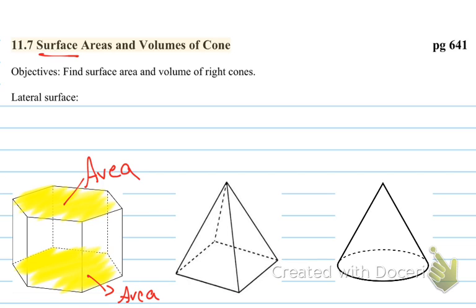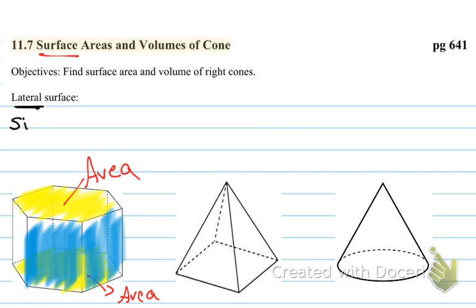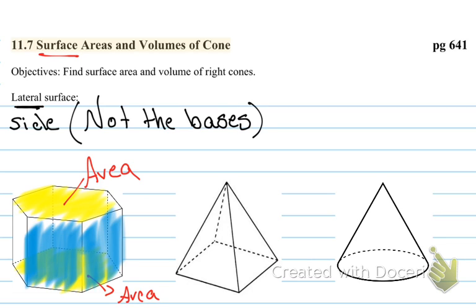But then I'd also need to find the area of all of the rectangles on the side. So that rectangle, and this rectangle, and the one in back, and then the one back here, and the one back here. So find the area of all those rectangles and add them up. We actually have a name for the area on all the sides. The word lateral means side. So if I'm looking at a lateral surface, I'm looking for those side surfaces. We just think of it as not the bases, but those sides.